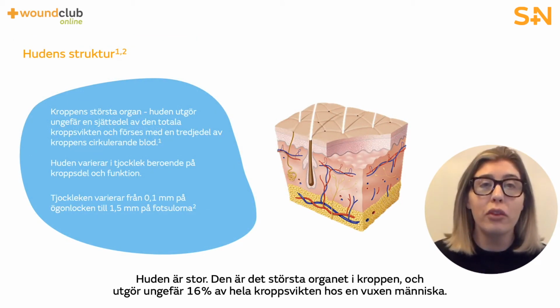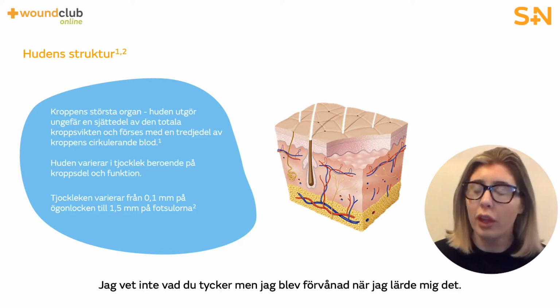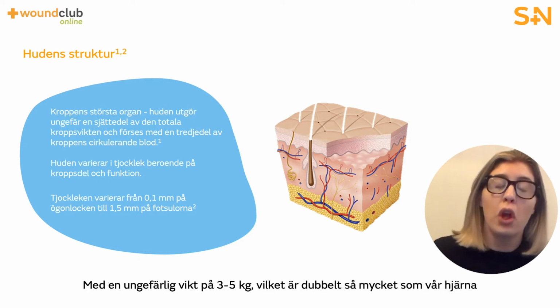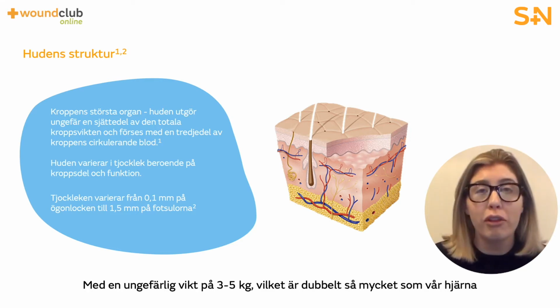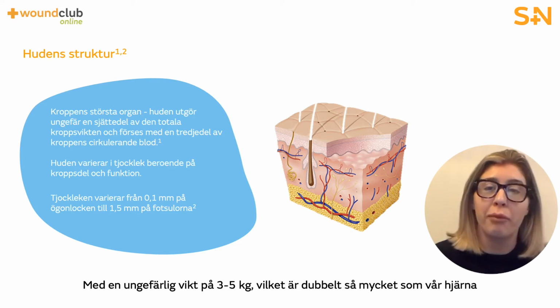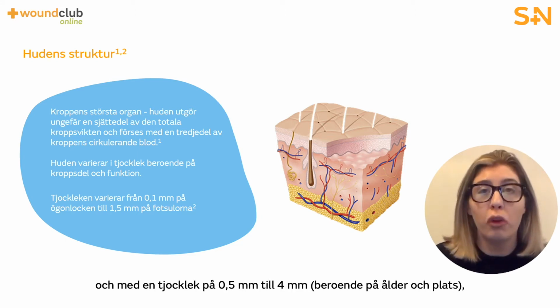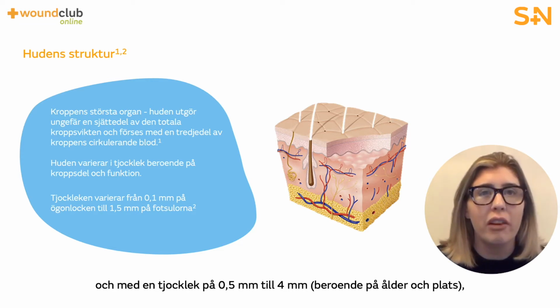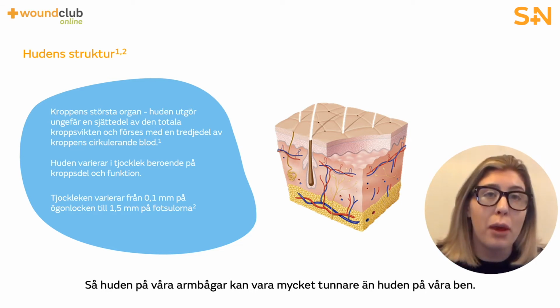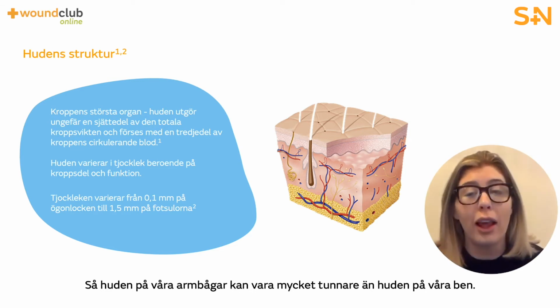The skin is huge. It contributes to around 16% of our entire body weight. I don't know about you, but I found that really surprising. With a weight of approximately 3 to 5 kilograms, which is twice as much as our brain, and with a thickness of 0.5 millimeters to 4 millimeters, which is obviously varied on age and area. So the skin on our elbow might be a lot thinner than the skin on our legs.